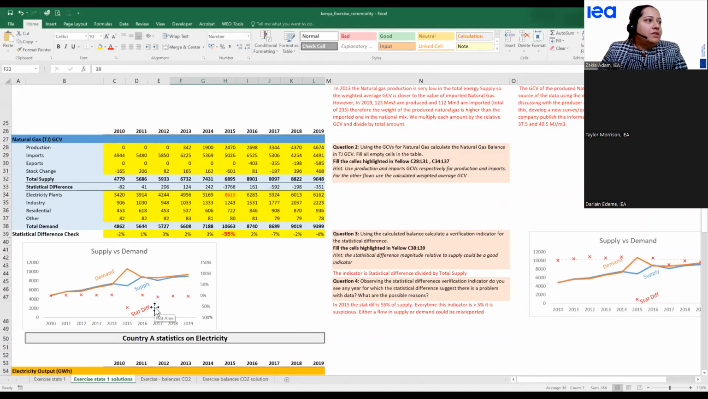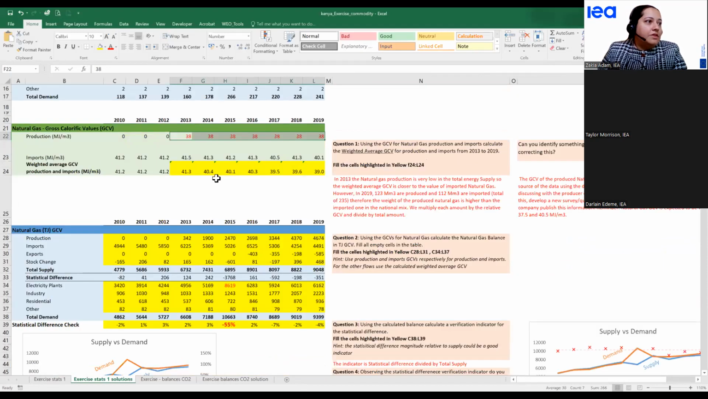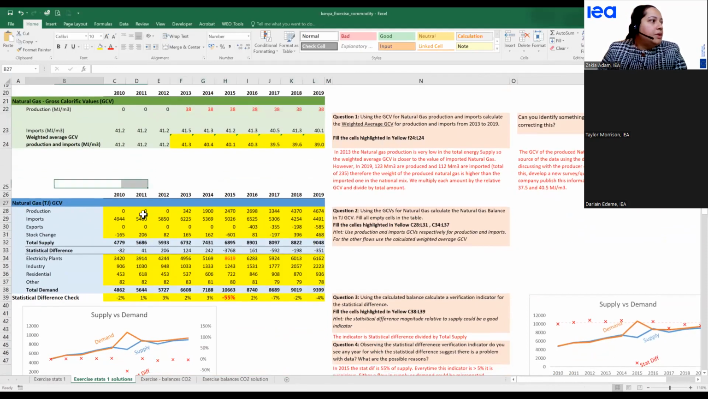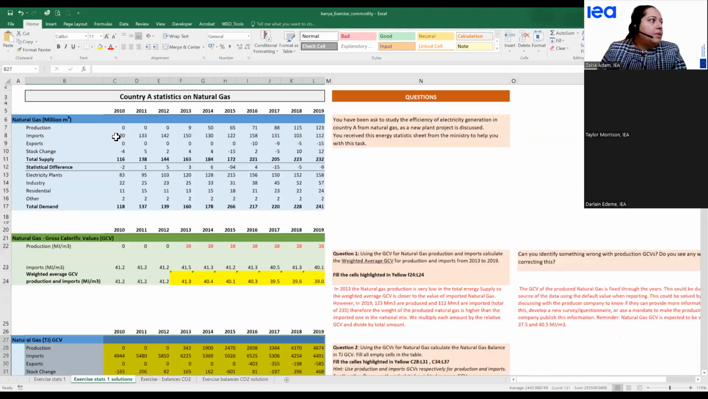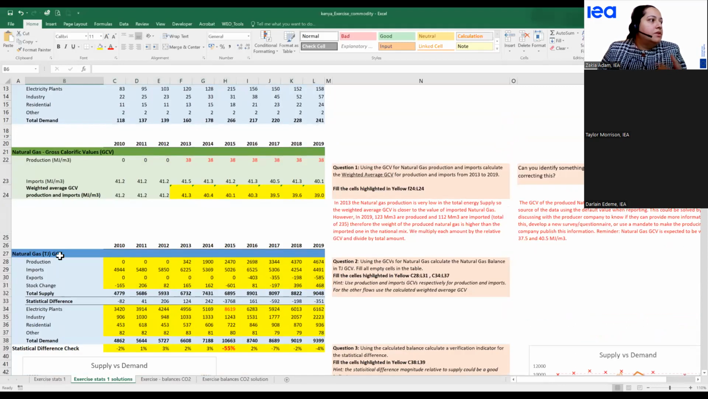And question 2 is, using those calorific values up in green, calculate the natural gas balance in terajoules, so in energy units, gross calorific values. So in blue here, you have your energy statistics for natural gas, but we want it in terajoules. And up here you have it in cubic meters, so in physical units. So how do we do this?